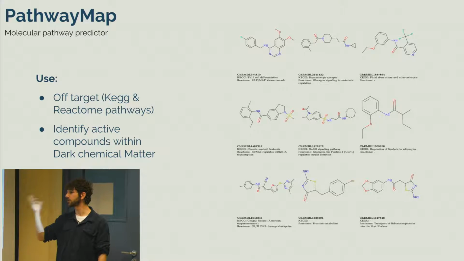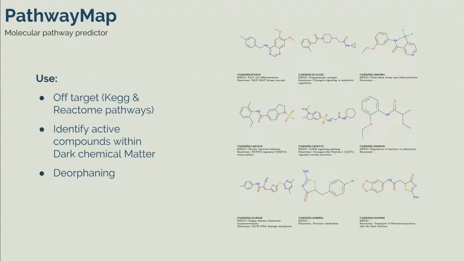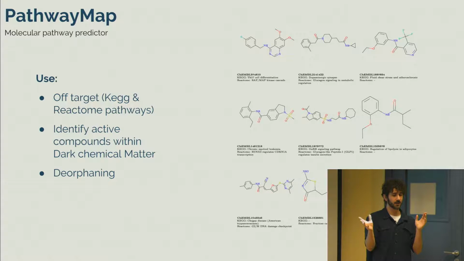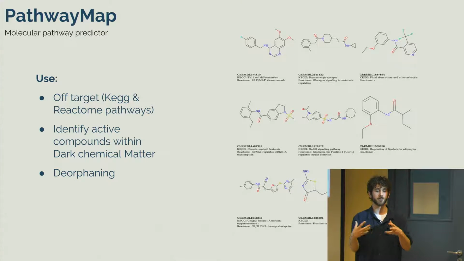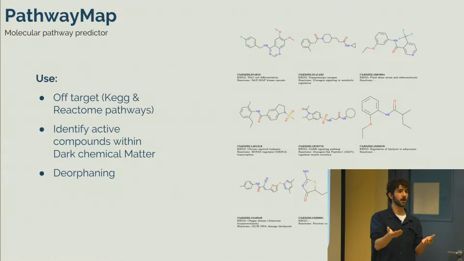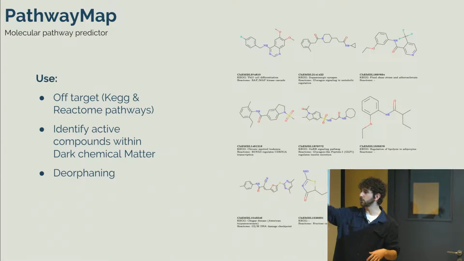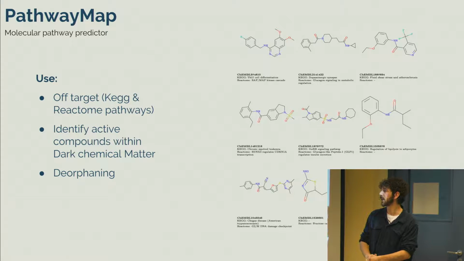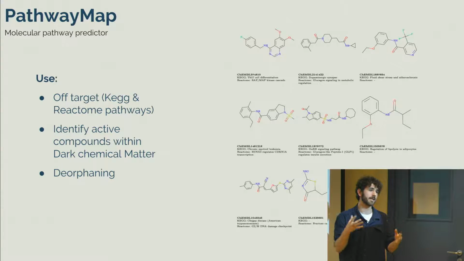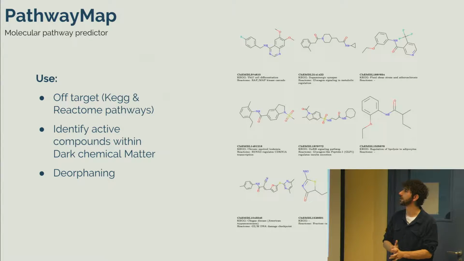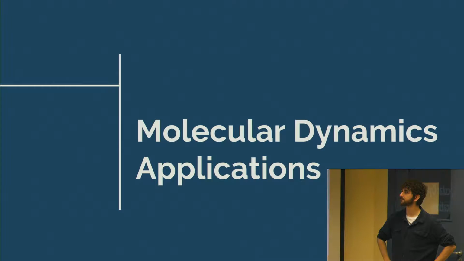And it's also useful in order to identify active compounds within dark chemical matter. This dark chemical matter is basically these compounds that have been designed, but there are no known proteins where this ligand binds. It might be useful to give usefulness to this dark chemical matter, and also for orphaning compounds, for which there's no known effect. We'll show after that, and you'll see more clearly how it works.